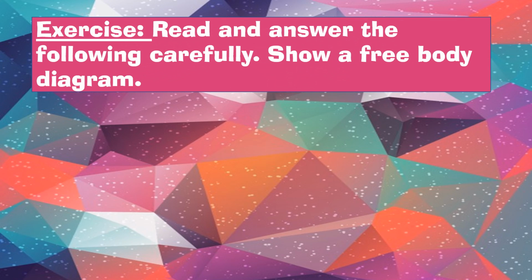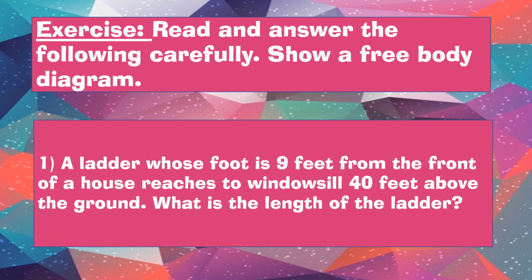So let's move on to the exercise. Please do the exercise at home in your notebook. Read and answer the following carefully. Show a free body diagram. Number 1. A ladder whose foot is 9 feet from the front of a house reaches a window sill 40 feet above the ground. What is the length of the ladder? And don't forget to show a free body diagram to answer it correctly.